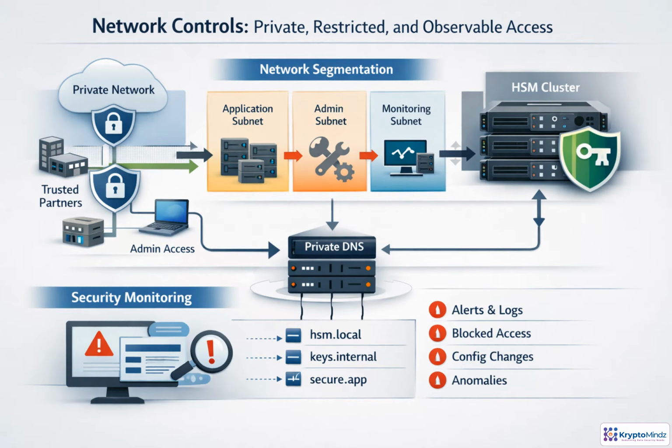You can think of the network design as shrinking every path to the HSM down to only what you truly need. Applications and admins reach it through private connectivity, never from the public internet. Each role lives in its own subnet, with network security groups and routes enforcing who can talk where. Private DNS ensures apps resolve only internal HSM endpoints. Every rejected connection and configuration change is monitored so suspicious patterns surface quickly.